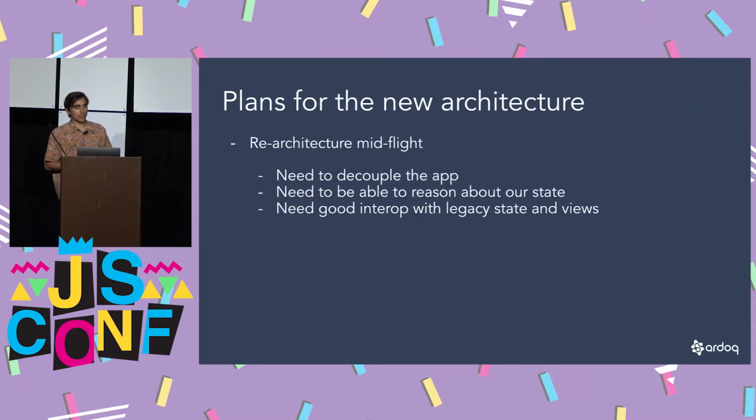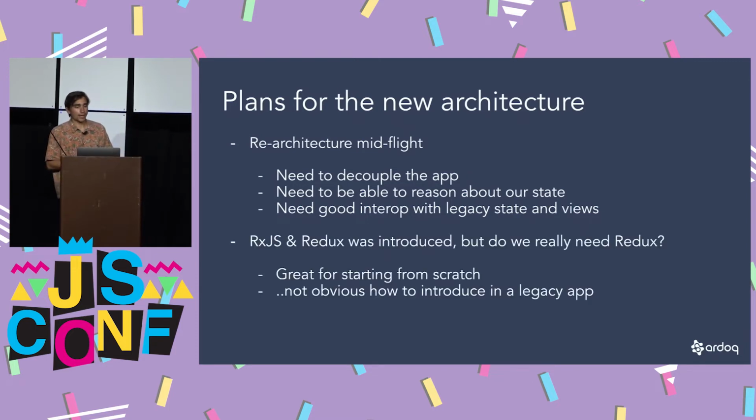So the plans for the new architecture was first that we have to re-architect mid-flight. I mean, we're still a startup. We don't have a lot of developers, so we can't simply build a new app on the side. So we need to start decoupling our app. Then we need to be able to reason about our state. And we also need good interop with legacy state and views. So new views need to interop with old state and old views. And RxJS and Redux was introduced.